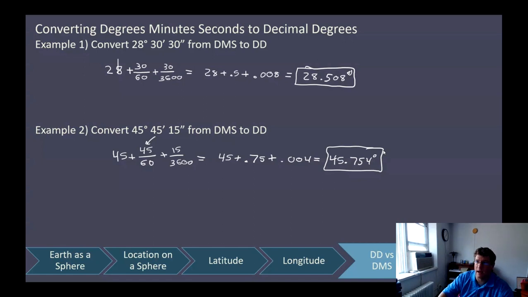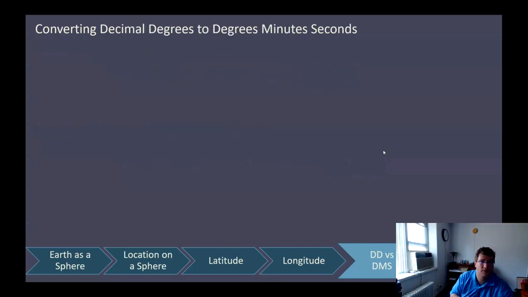So let's go the other way: from decimal degrees to degrees, minutes, seconds. This one is a little bit more complicated in terms of the approach, but I think it largely makes sense. Just like before, we have some number x with some decimal points. We're going to do this in 3 steps.